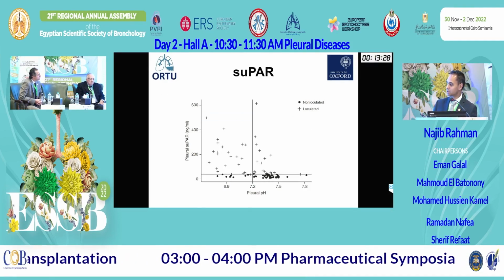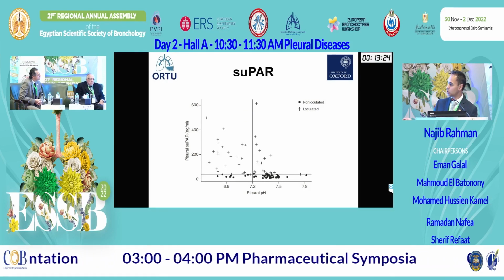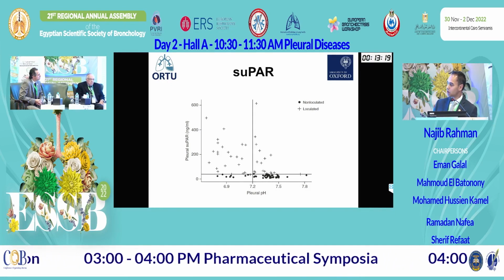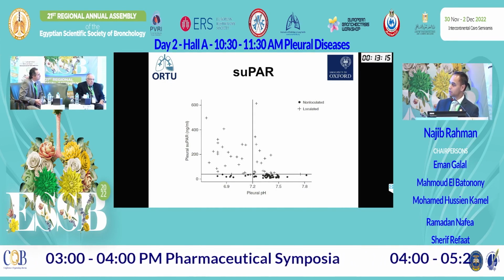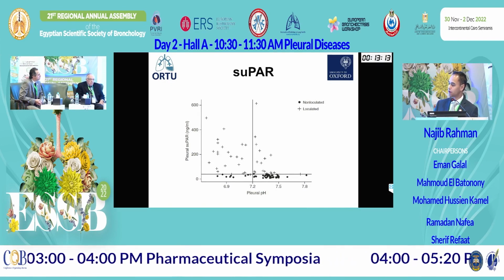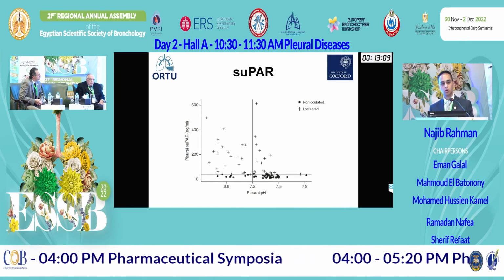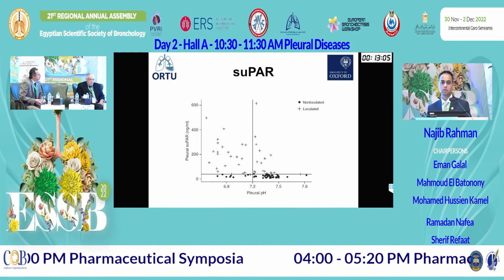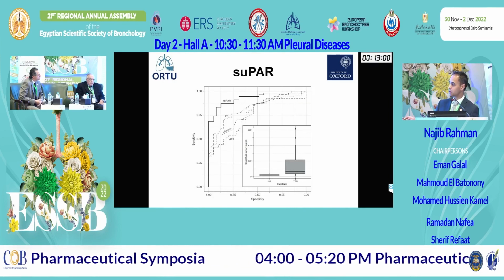On the x-axis is the pH level, and they divided patients according to CT into non-loculated and loculated. And you can see that the pH has no relationship with loculation whatsoever, whereas the suPAR level, if the suPAR level was above about 35, all the patients were loculated, and below this, they were not loculated. So this looks like a better biological predictor for what we see radiologically. It was also a better predictor of poor clinical outcomes.